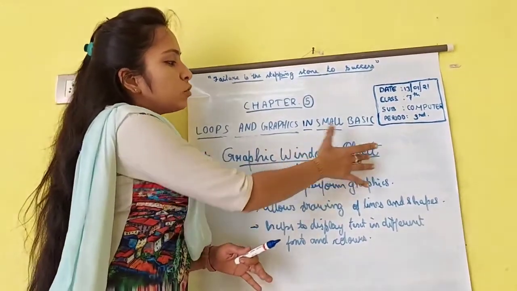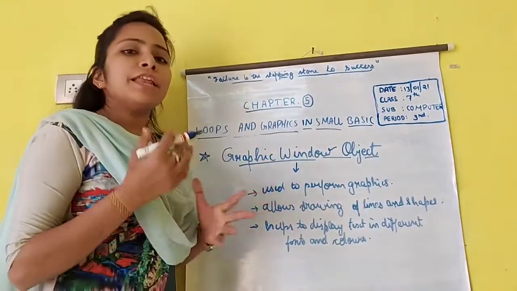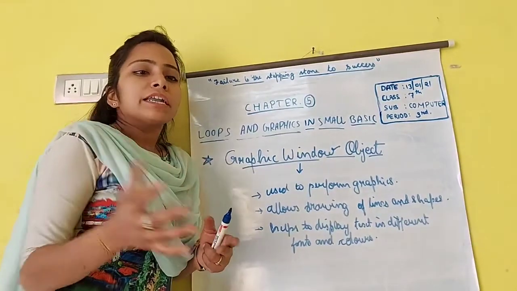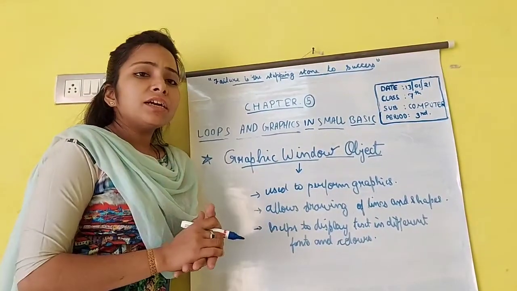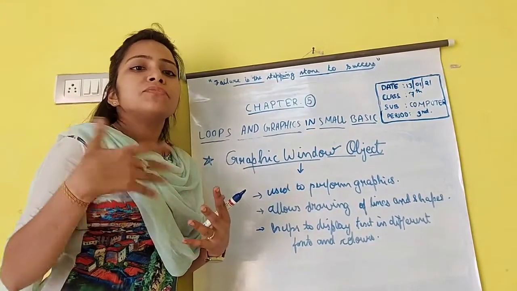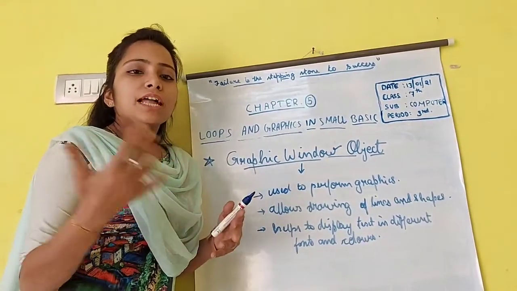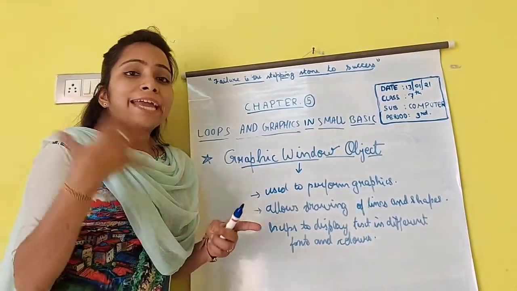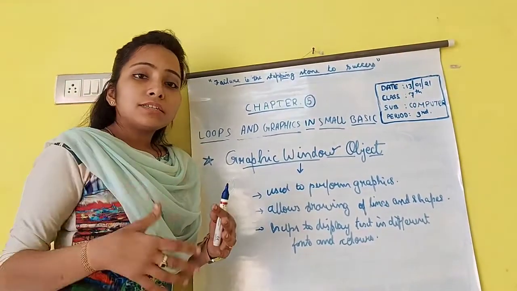This graphic window object is something which will help us to perform some graphic work. What is graphic? Graphic means visuality in some different manner. We can call graphic a visible object in some different, eye-catching manner, with different colors, with different forms.